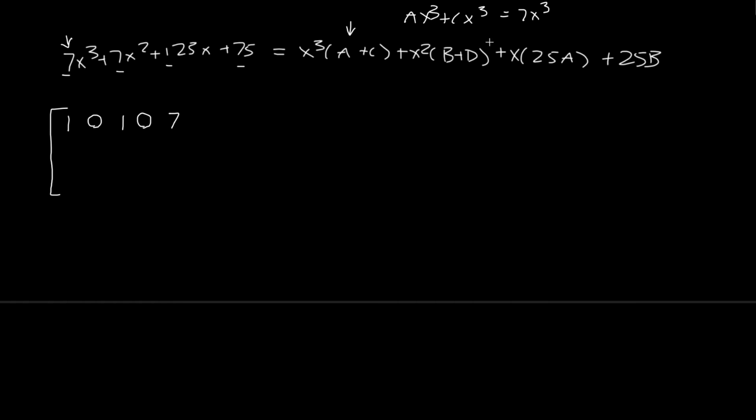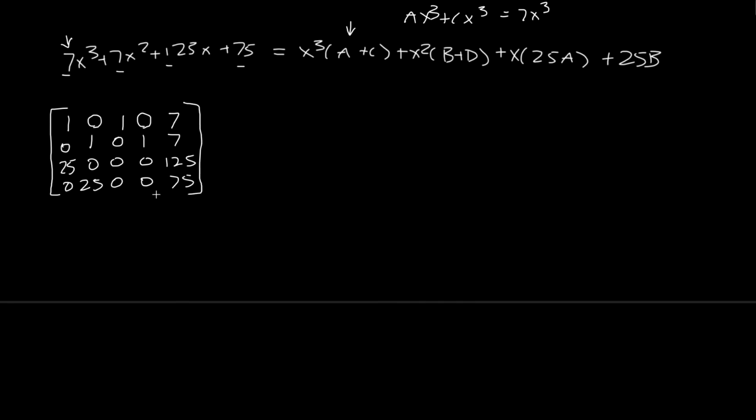And we can now go ahead and do this for each of the following terms in our expression on the left. So for x squared, we have B and D. So that's going to be a 0, a 1, a 0, a 1, and another 7. Next up, we just have 25A, which is pretty nice. So just 25, 0, 0, 0, and 125. And then finally 25B, which would just be 0, 25, 0, 0, and 75.